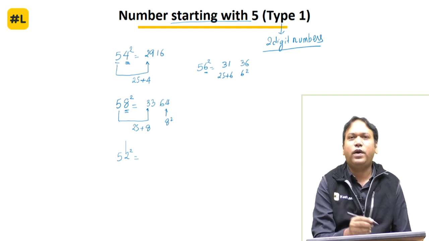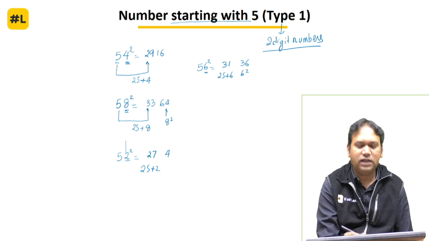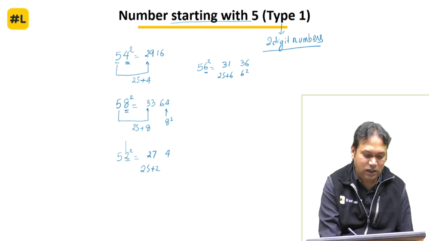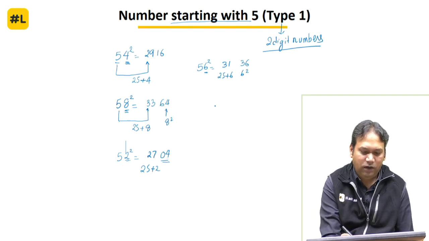But what about 52 square? 25 plus 2 is 27, and 2 square is 4. So is the answer 274? No, we need a 2-digit number here. So put it as 04, 2704.